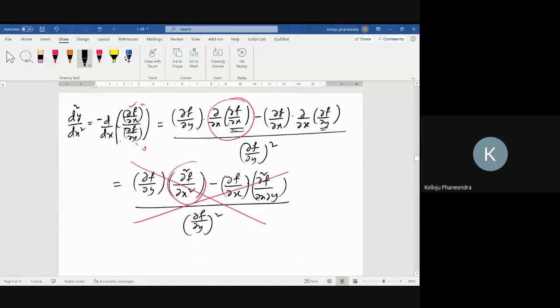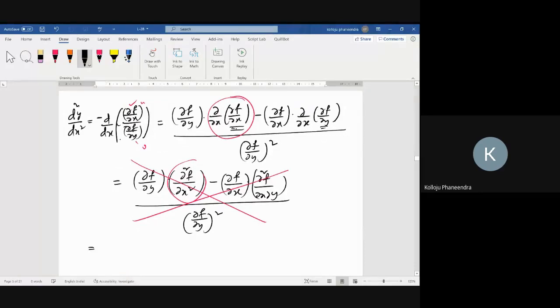Then how to write this: ∂f/∂y as it is. Now ∂/∂x of ∂f/∂x is what? Using the chain rule again, you can substitute like this. What is ∂/∂x of ∂f/∂x?